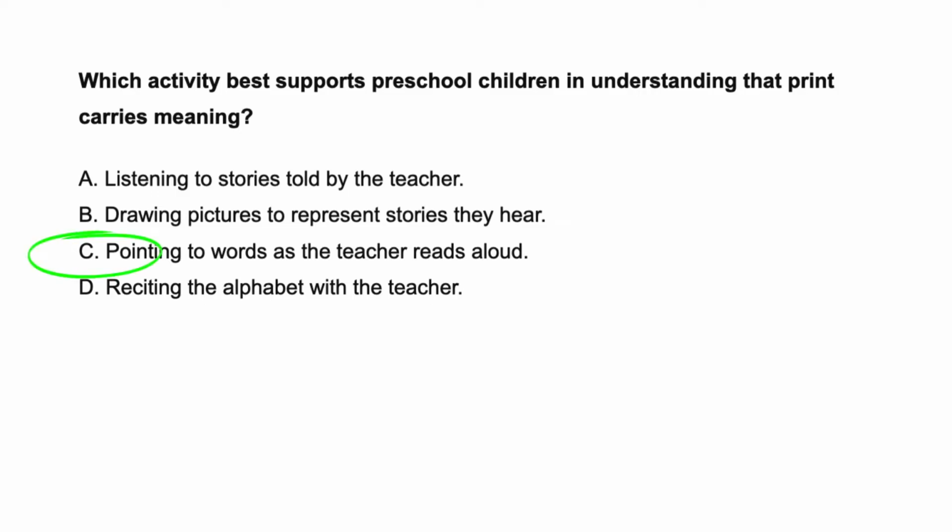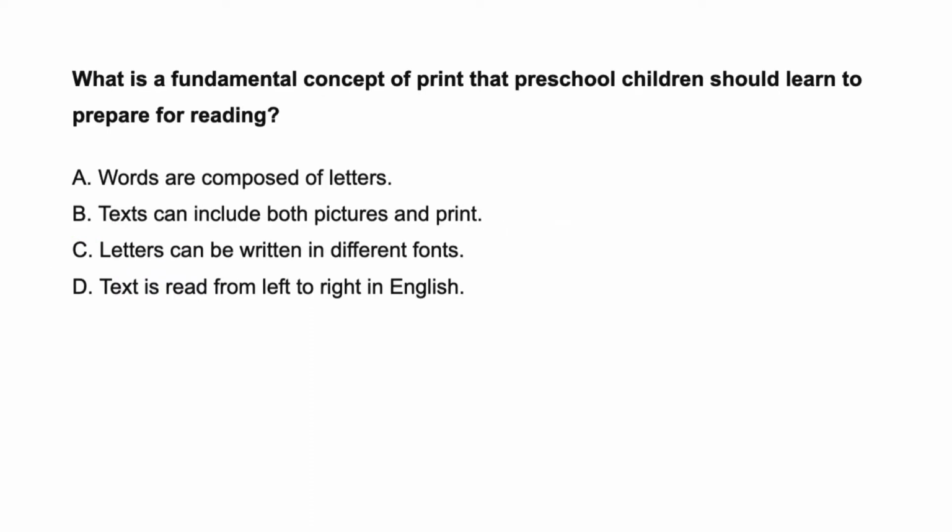All right, the correct answer is C. Pointing to words as they are read aloud helps children connect spoken and written language, illustrating that print carries meaning. What is a fundamental concept of print that preschool children should learn to prepare for reading? The correct answer is D. Teaching children that text is read from left to right in English is critical as it forms the basis for understanding print directionality, which is a fundamental print concept.